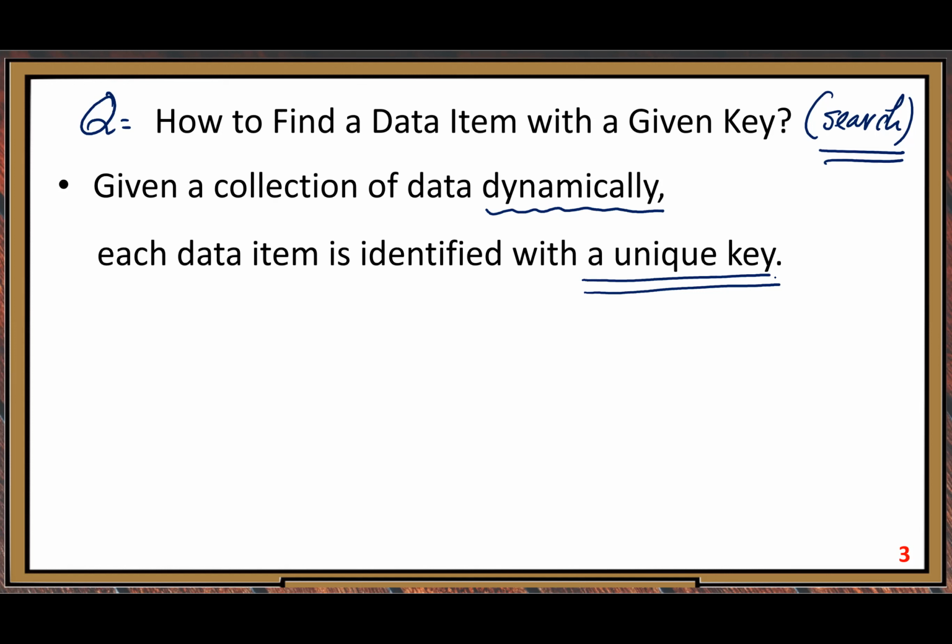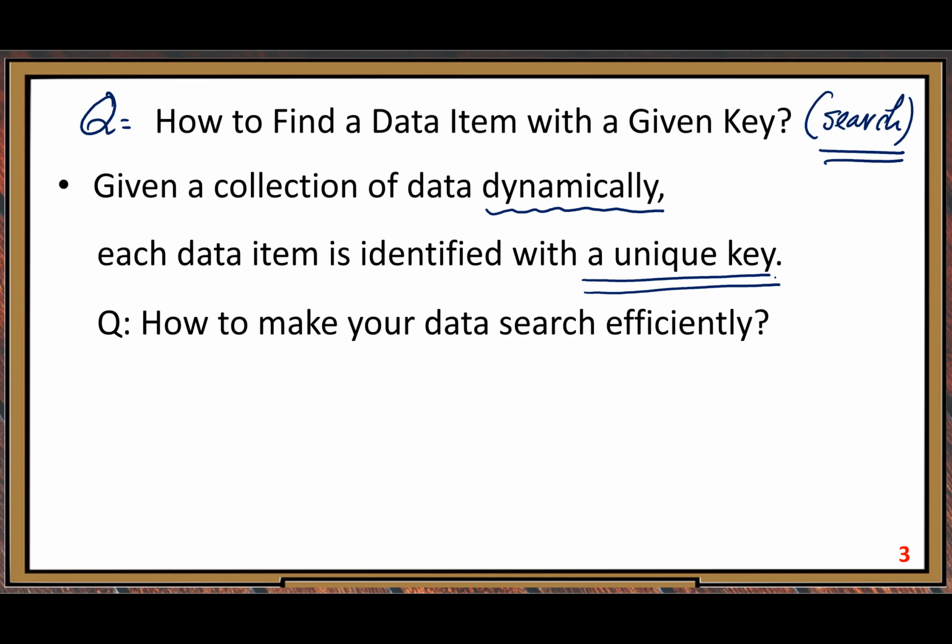In order to find the right data item, we need some key. Otherwise, you cannot identify different data pieces. So that's a normal requirement. The question: how do we make data search efficient?